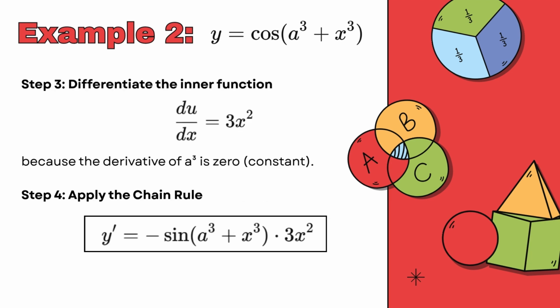Then for step 3, we multiply by the derivative of the inner function. The derivative of a cubed is 0 because it is constant with respect to x, and the derivative of x cubed is 3x squared. Leading us to step 4, which is to apply the chain rule. So the final derivative becomes negative 3x squared times sine of the quantity a cubed plus x cubed. This completes the derivative using the chain rule.